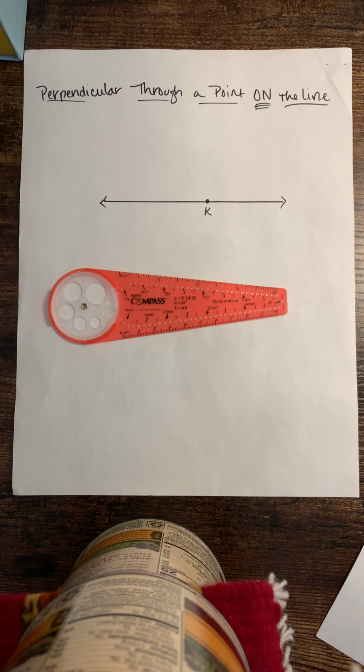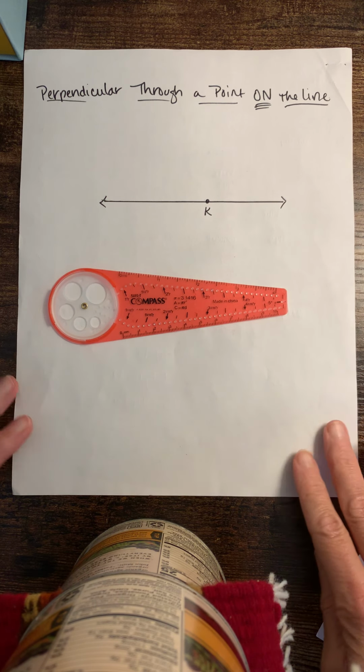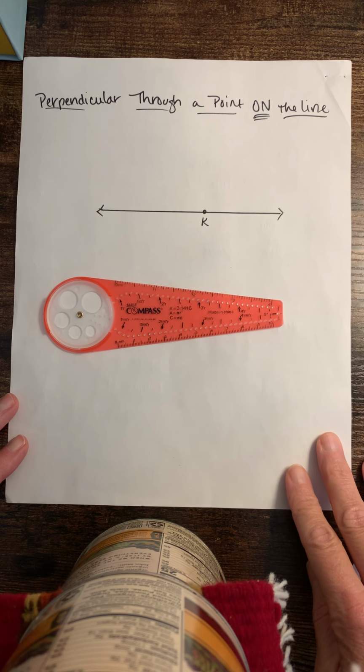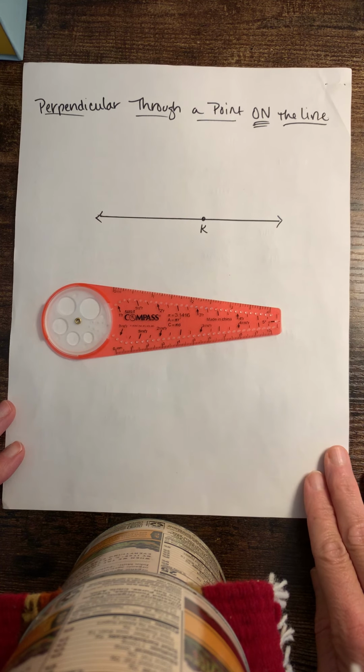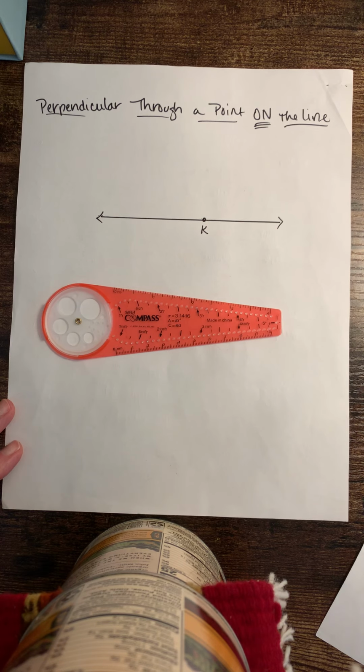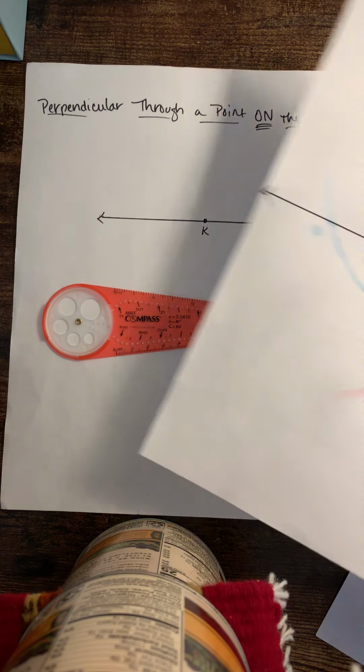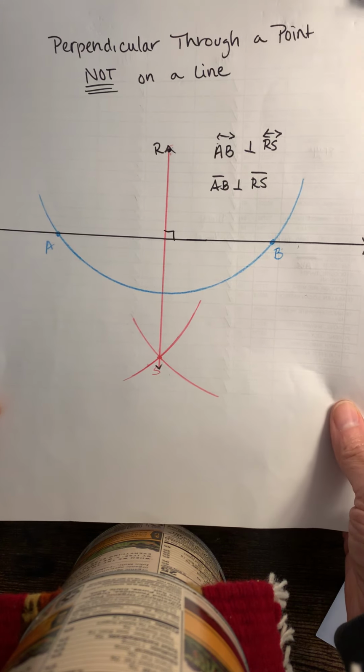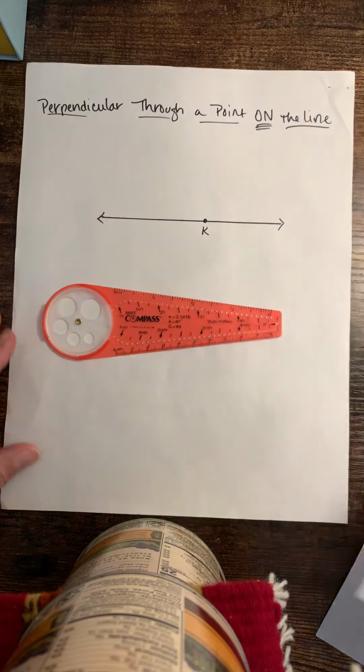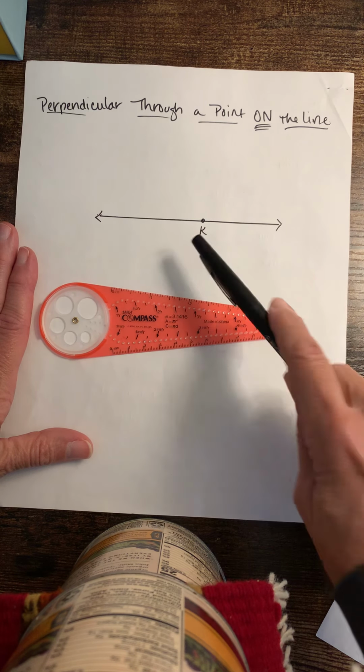This is our last construction we're going to learn today. This one is called perpendicular through a point on the line. Please make sure you write that title down. This is very different, well, sort of different than what we did with perpendicular through a point not on a line. This one is going to have a point on the line.